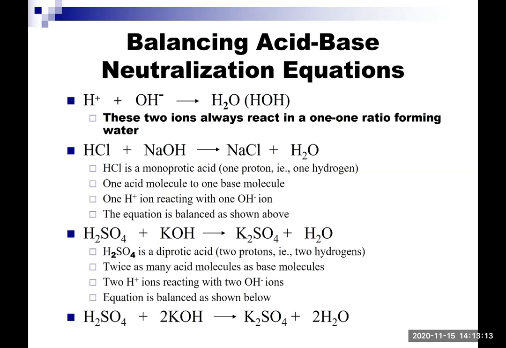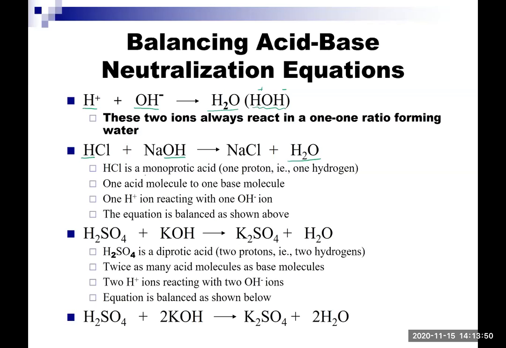How do we balance acid-base neutralization equations? Well, we know that for every one H plus, one OH minus is going to team up to form H2O. Again, H2O is simply HOH. So our H plus and our OH minus come together to form neutral water. If we have HCl reacting with NaOH, we have one H plus and one OH minus, which is going to form 1 mole of water.